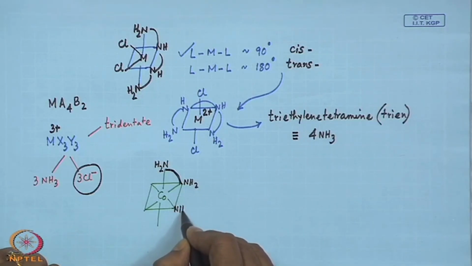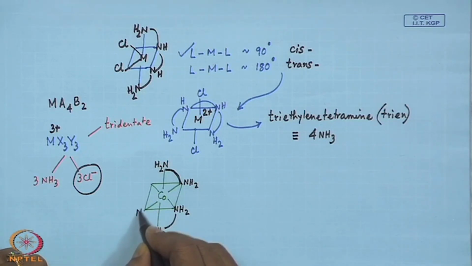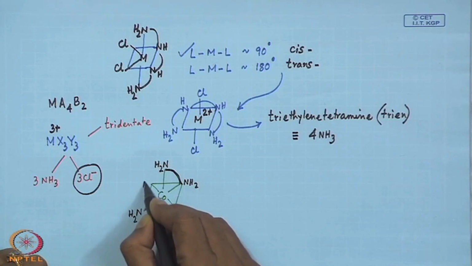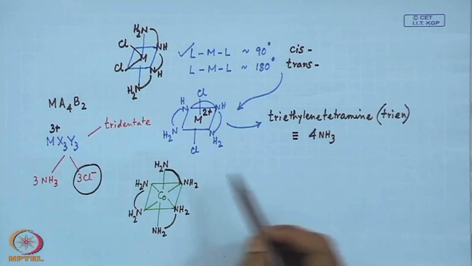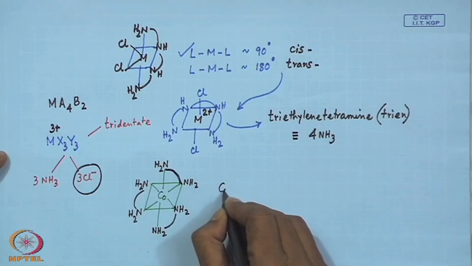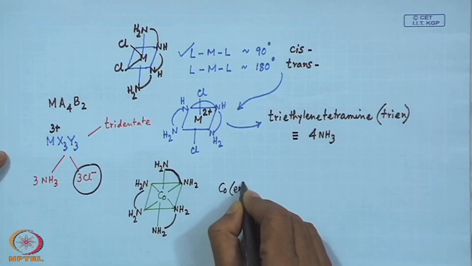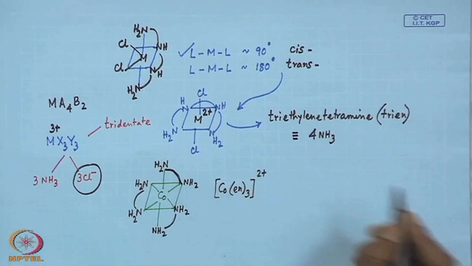Similarly, if we have the second one, this is the other one, and the third one. So 3 ligands can bind to these 3 positions, fulfilling the corresponding compound as Co(en)3 2 plus.